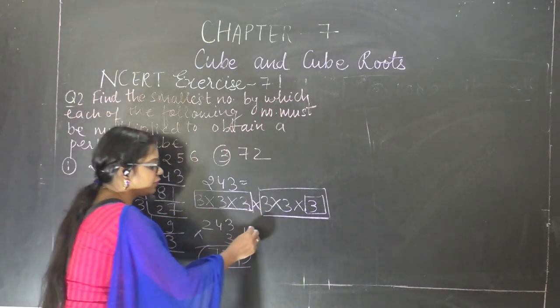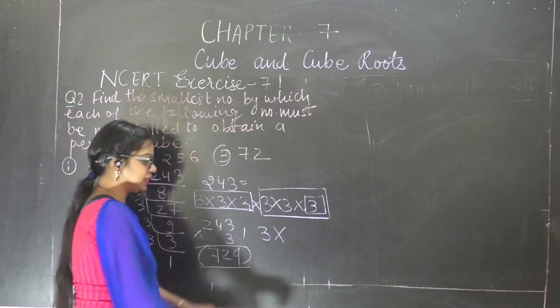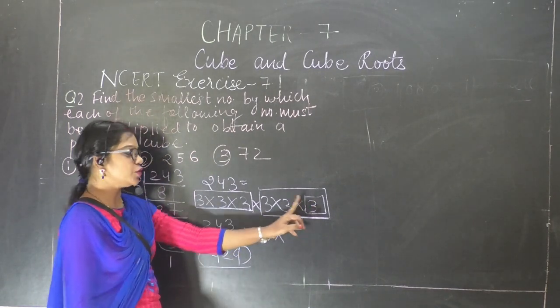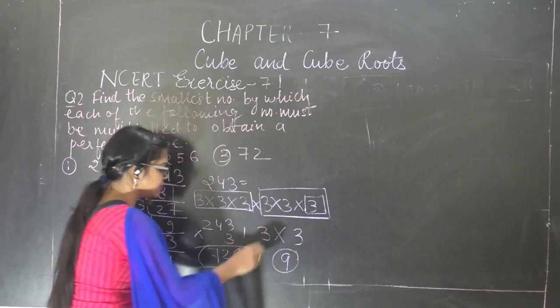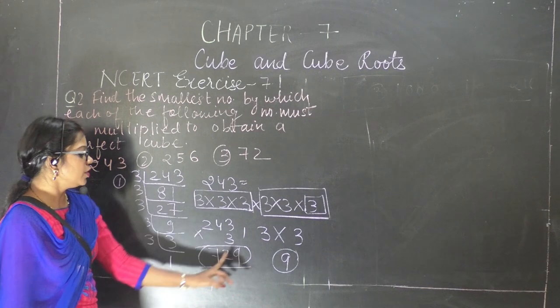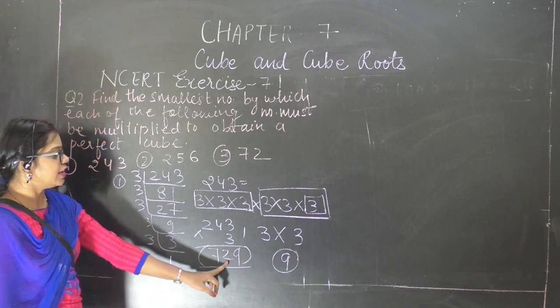Pair, so I will take 1. Again this 3 is also forming a pair, so I will take it 1. So this will be 3. So 3 into 3 is 9. Means this is the cube of 9 and that is 729.